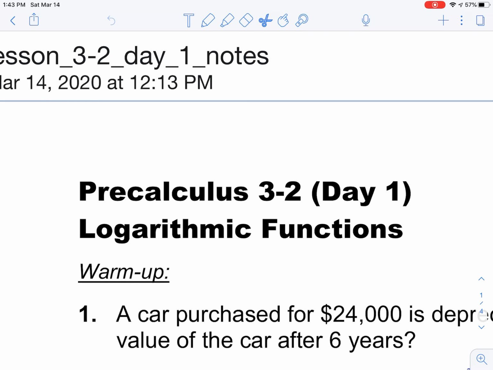Today we're going to be looking at the 3-2 Day 1 notes. Before I begin discussing the problems, I ask that you complete the warm-up by pausing your screen, doing the problems, and then once you're ready to go, please begin playing the movie. You want to be watching what you're watching right now. You know what I mean. So go ahead and please do the warm-up now.